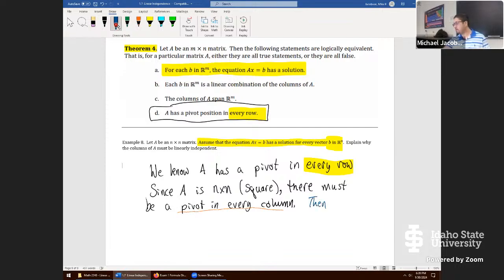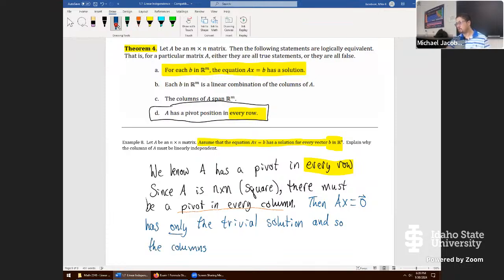Then Ax set to the 0 vector has only the trivial solution. And so the columns of A are also linearly independent.